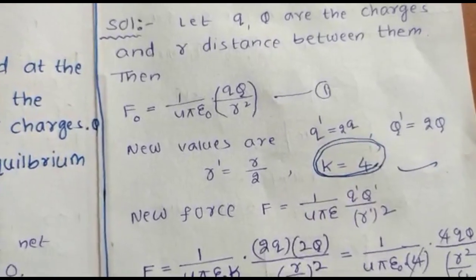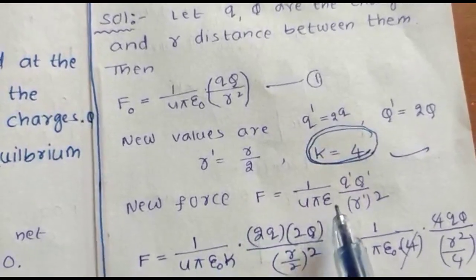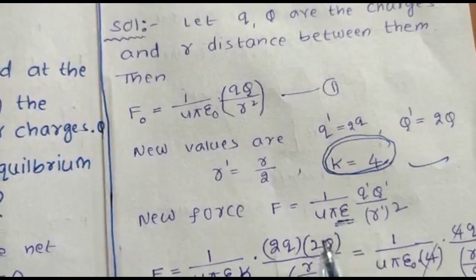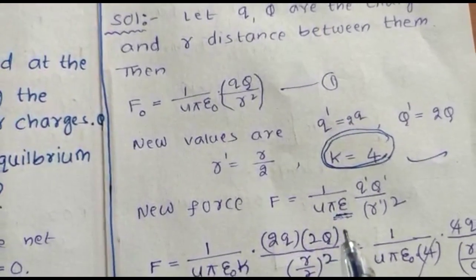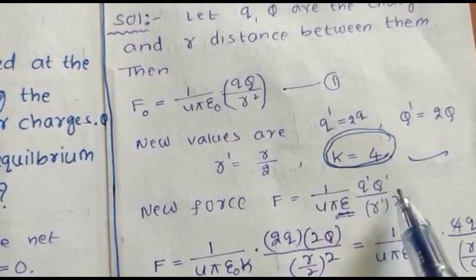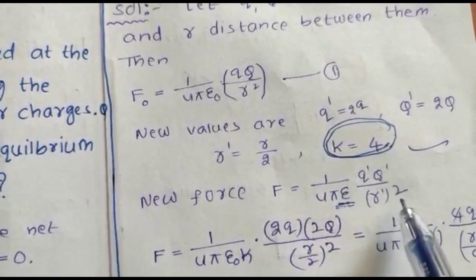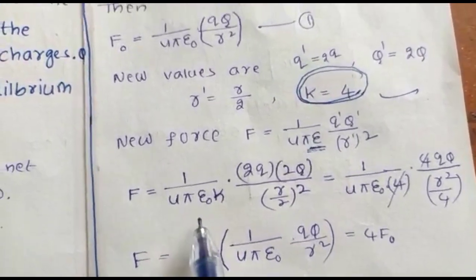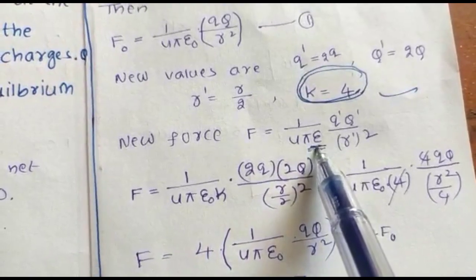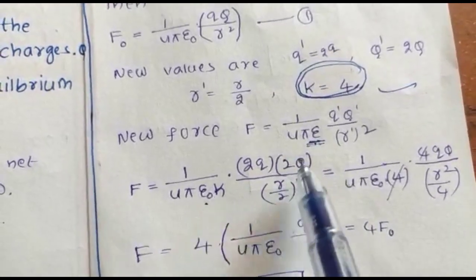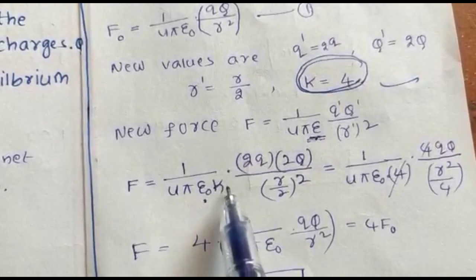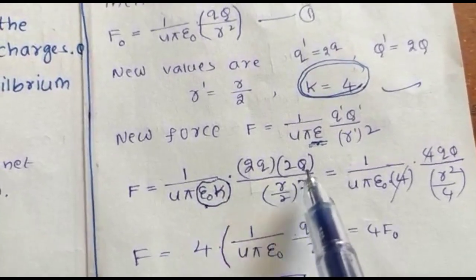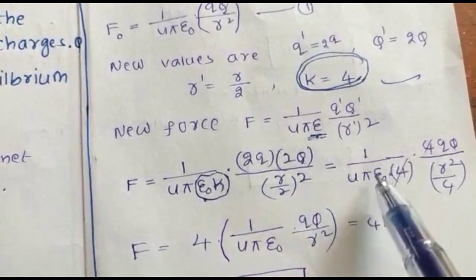Now let us suppose the new force F is equal to 1 by 4 pi epsilon. Here I am not taking epsilon naught. Why? Because the two charges are placed in a medium. Therefore Q dash into Q dash by R dash whole square, and just substitute all the values. Therefore 1 by 4 pi, in place of epsilon I substituted epsilon naught K, because I explained this in the previous video. Therefore 2Q into 2Q by R by 2 whole square, and 1 by 4 pi epsilon naught.